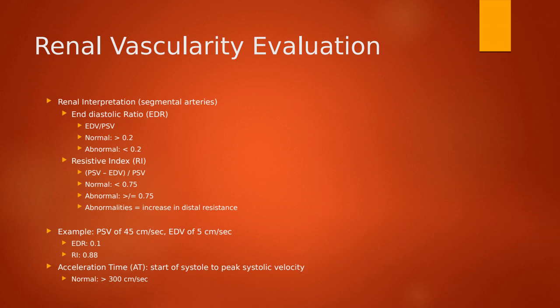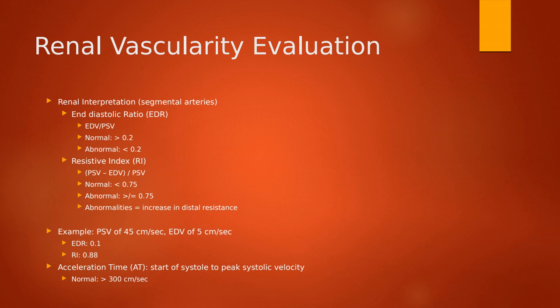So to calculate a resistive index, still using the segmental arteries, or really, whatever your site protocol is, we're still using the waveform from the vessel within the kidney. We are taking the PSV, we're subtracting the EDV from it, and then we're dividing that number by the PSV again. Anything less than 0.75 is going to be normal. Again, we want a low resistance number. We need a lot of blood flow getting through those tissues. Anything greater than or equal to 0.75 is going to be abnormal. And an abnormal result is always going to say, okay, it's too high resistance. We need to figure out why this tissue is not allowing the blood flow in when it should be.